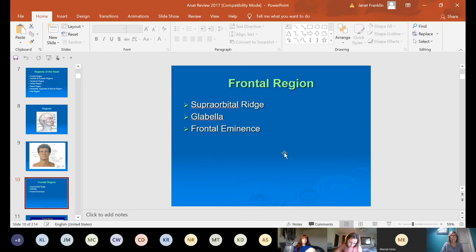So taking the regions apart, in your frontal region, you have your supraorbital ridge, which is right up here above your eyes. And within your supraorbital ridge is your supraorbital notch or foramen. You can feel that with your hands if you want to feel up there. Your glabella is this area right between your eyes. And your frontal eminence is the area that sticks out. If you rub your finger across your forehead lightly, you can feel that eminence, that area that rounds outward a little bit.